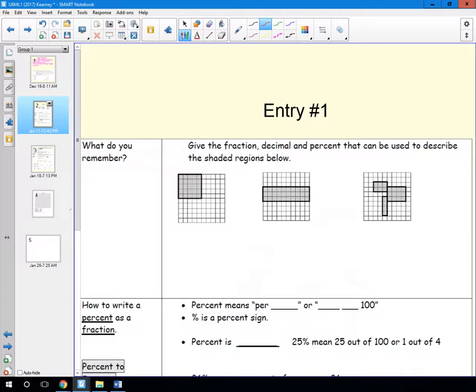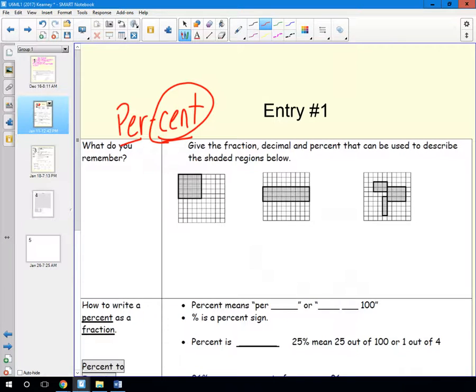So when you hear the word percent, just break that word percent down into its syllables. Percent. Percent means per 100. When you think about the word cent, how many cents does it take to make $1? 100. How many years are in a century? 100. How many legs does a centipede have? 100. So the word percent, that root word cent means 100. So percent means per 100.